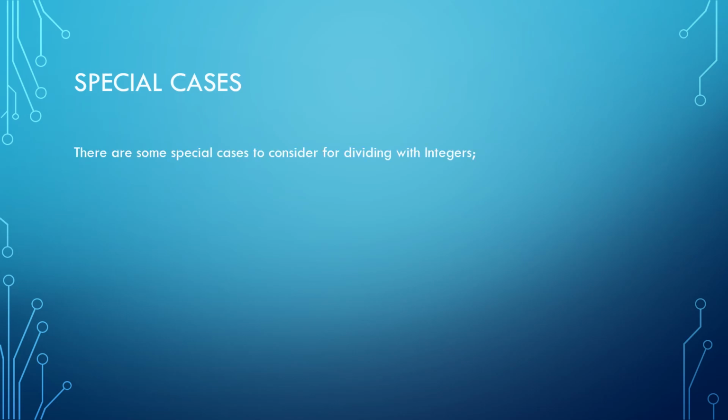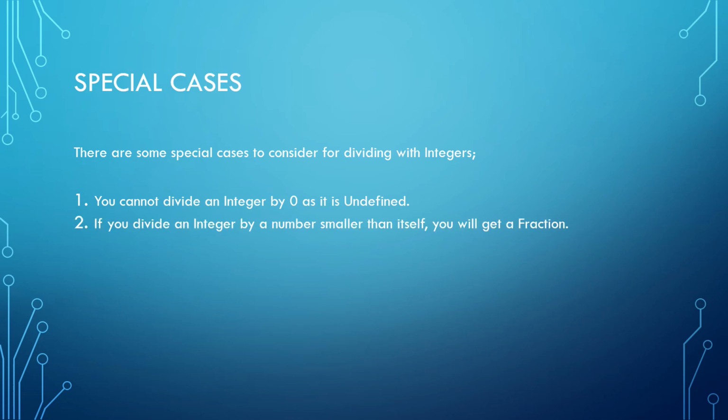There are some special cases to consider for dividing with integers. 1. You cannot divide an integer by 0, as it is undefined. 2. If you divide a positive integer by a number larger than itself, you will get a fraction that represents a number between -1 and 0 or 0 and 1, not including 0 itself.